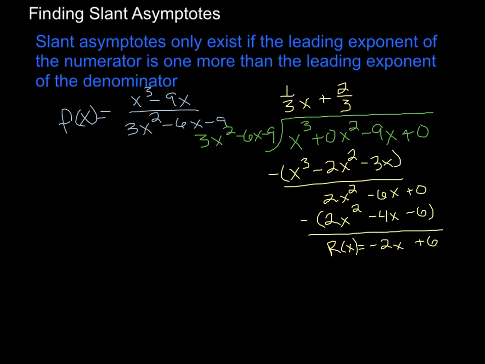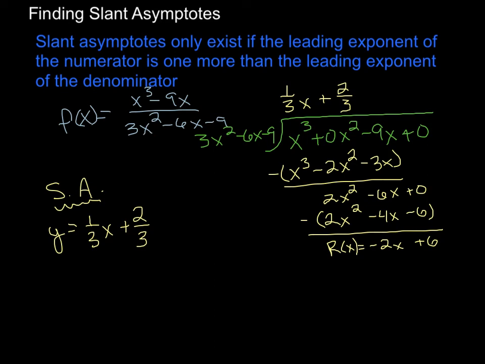After you do long division, we have our quotient and our remainder, and our slant asymptote is going to be our quotient here. A slant asymptote is also an equation of y equals. So for our slant asymptote, y = 1/3 x + 2/3.